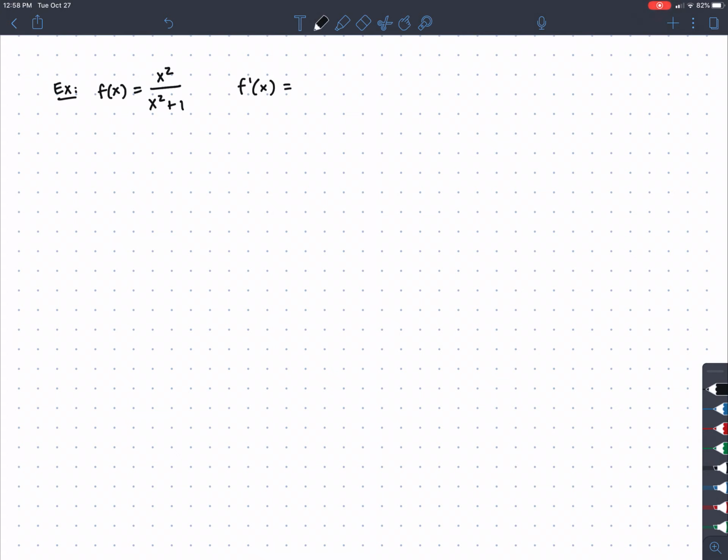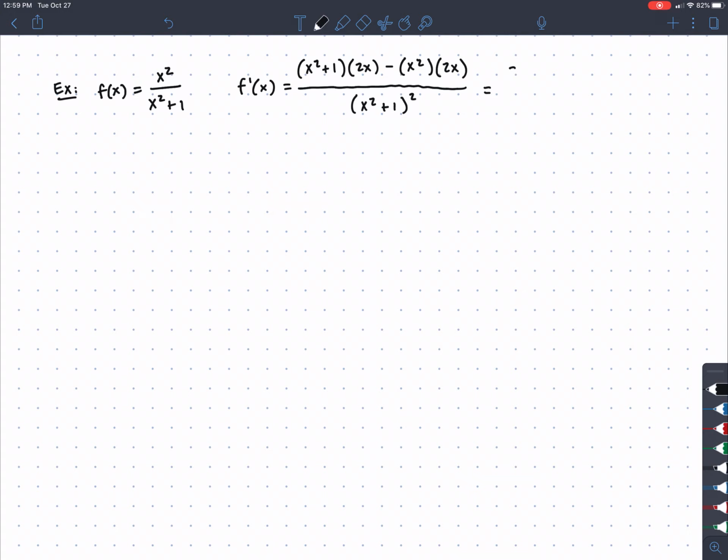and we're going to need quotient rule, so low d high minus high d low, and that is all over x squared plus 1 squared. Probably going to need to simplify the numerator because we're going to have to find x-intercepts.